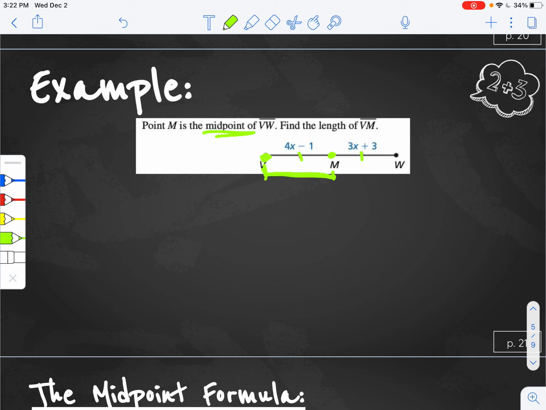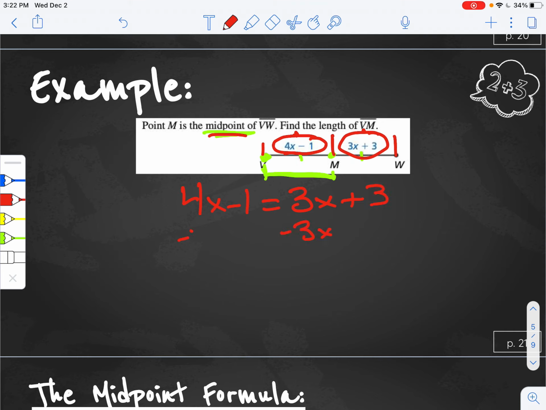It wants us to find the length of VM, so just that section of it. The way that we do that is we look at it and we know that this half from here to here is represented by this equation that I circled. We know that this half is represented by this equation. We also know, since they told us it was the midpoint, that this half has to equal this half. So that means this equation has to end up equaling the same as the other equation when we plug x in. So we're just going to set these two equations equal to each other and solve for x.